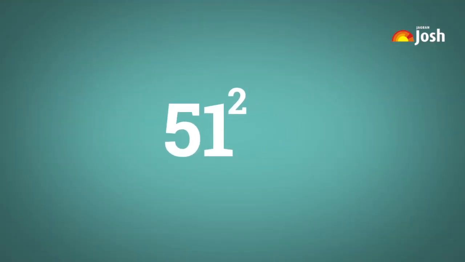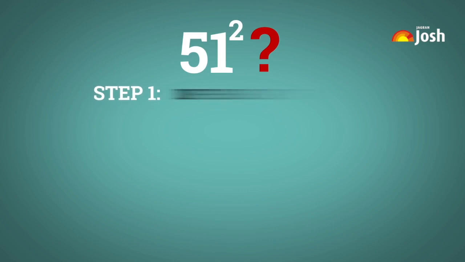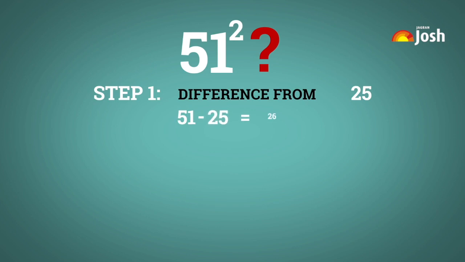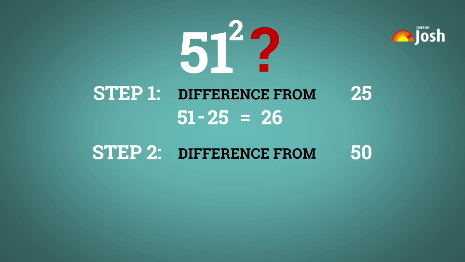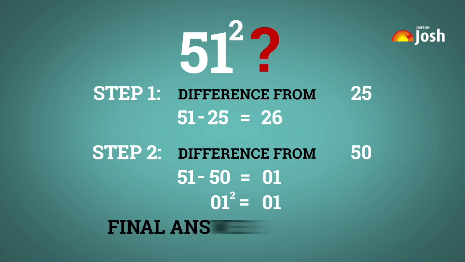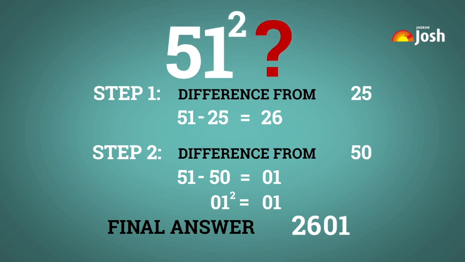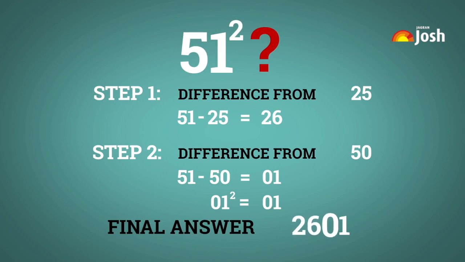If you want to find the square of 51, the first step is to find the difference from 25. That is, 51 minus 25 is equal to 26. The next step is to find the difference from 50. That is, 51 minus 50 is equal to 1. Now we need to find the square of 1, that would be 1. So the final answer would be 2601. Hence, the square of 51 is 2601, which should be your final answer.